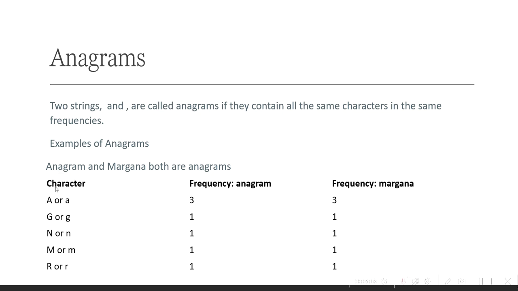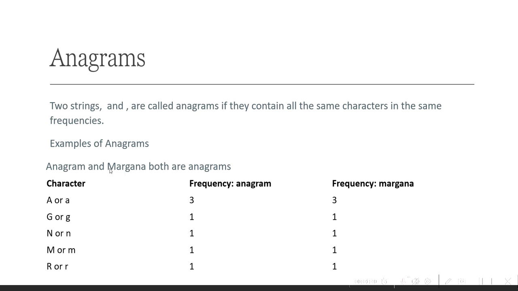So in this table, we are finding the frequencies. Say A or A, it is case insensitive. So you have three of these letters here. Then let's take the next letter, G. G is present only once. So this first column is the frequency of characters in the first string, anagram. Next is N, occurring only once. M is also occurring only once. R is also occurring only once.